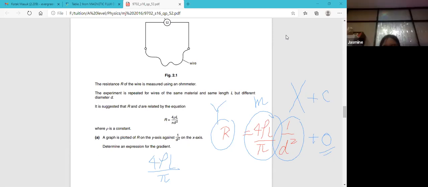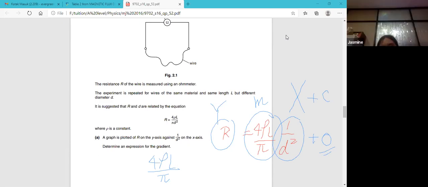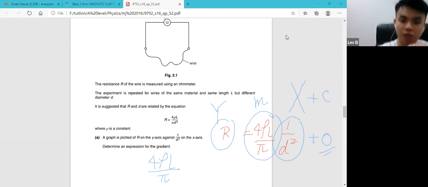Sir, may you repeat about the gradient? So after you separate the y-axis, after you separate the x-axis, then that will be the gradient because the gradient is attached to x, right? But why is it only for that equation? Why is 1 over d square not included? Oh, the 1 over d square is the x-axis. The question has stated it has to be the x-axis.